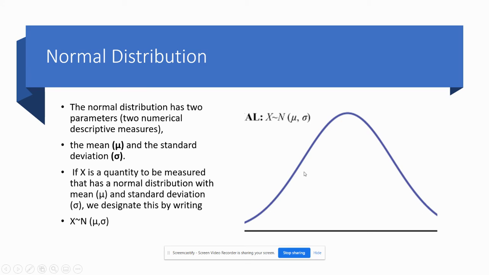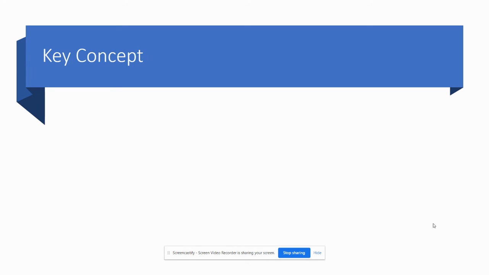And over here is the shape of the normal distribution. It's that bell-shaped curve. And notice it's not touching the edges. The edges will go really, really close to the x-axis, but they'll never touch.